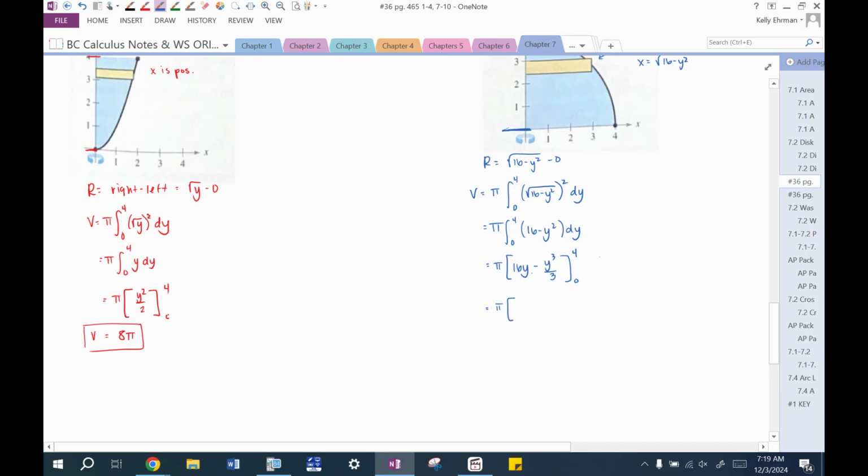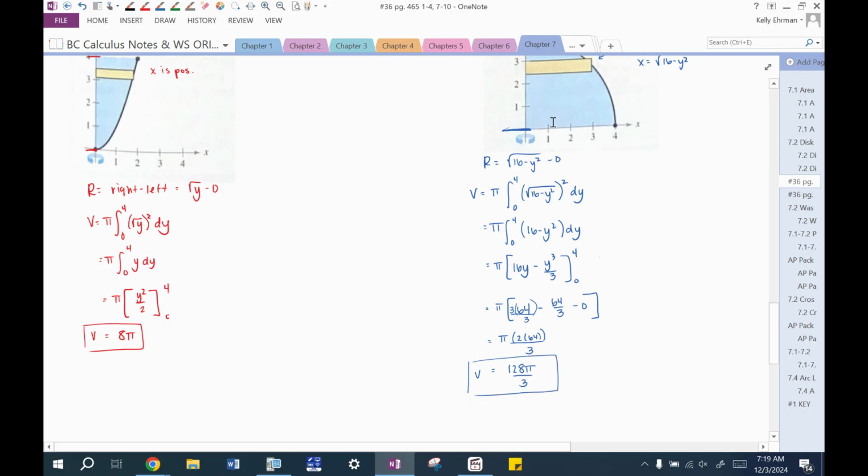And let's see, plug in 4. That would be 4 times 16 is 64, minus 64 over 3, minus 0. So I guess you could do 3 times 64 minus 64, but I would just say this is going to be 3 times 64 over 3. And so 3 times 64 minus 64 is now just 2 times 64 over 3. And that math is just a little bit simpler, I think. So 128 pi over 3.